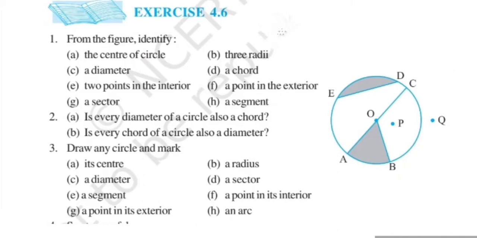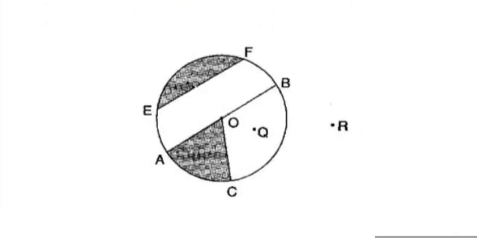Next, draw any circle and mark. So now here we have to draw one circle and we have to mark these points. First one, its center. Let the center be O. You have to mark here like this. Next, radius. So radius OC. OC is a radius. Now diameter. Diameter is AB. This is the diameter.